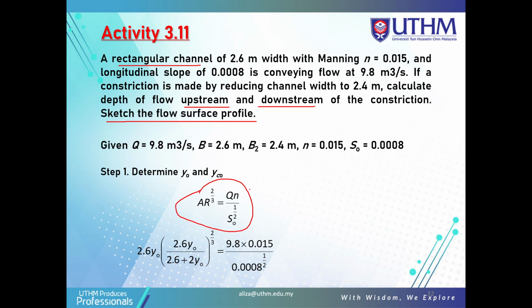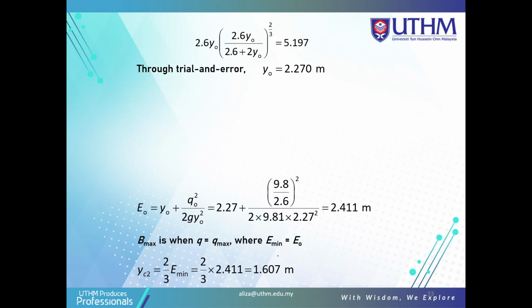You must refer to chapter 2 to get the normal depth. To get the normal depth based on trial and error, you get the value of normal depth is 2.270. So you get the value of Y0 based on trial and error. Now after you get Y0, you must find the YC0 here.